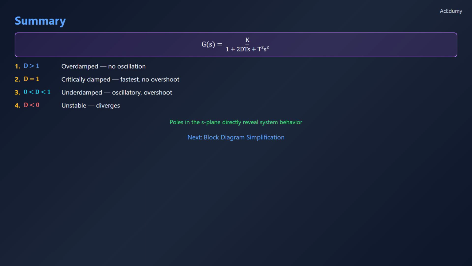The poles in the S-plane directly reveal the system behavior. This understanding is fundamental for controller design. Next, we will study block diagram simplification.